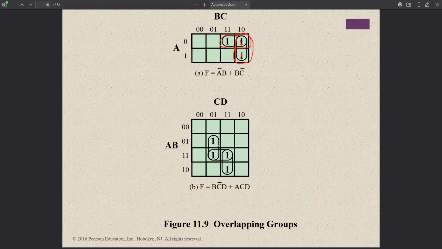Here there is a problem. So there are 4 ones: 1, 2, 3, 4. And there is no way we can group all 4 into one group, right? We can group this one also and this one also. Even we can group these two. These two are already in a particular group.